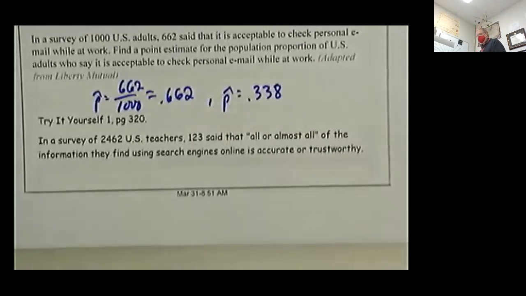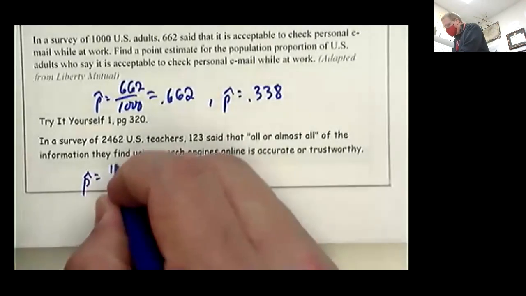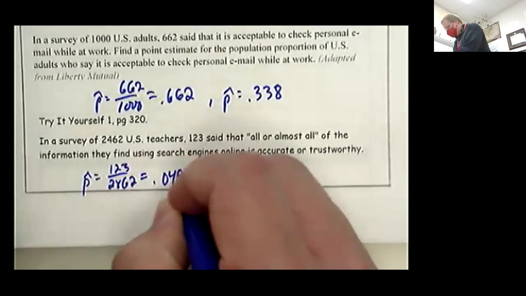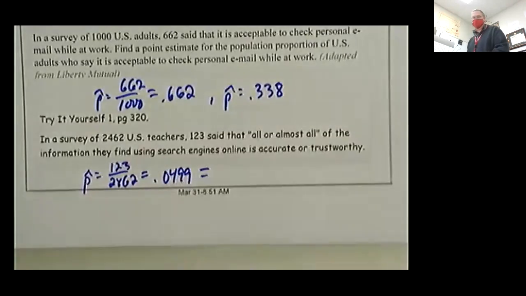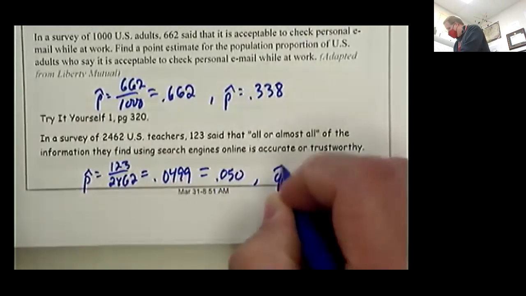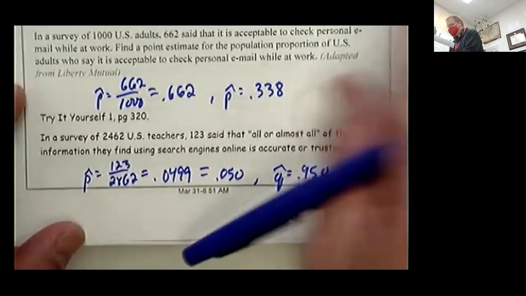Try it yourself one. In a survey of 2,462 US teachers, 123 said that all or almost all of the information they find using search engines online is accurate or trustworthy. P hat then would be 123 out of 2462, which is 0.0499. We're going to typically go to 3 decimal places, so we're going to call that 0.050. Q hat then would be 0.950. So there's an introduction to our P hat and our Q hat as our point estimate.